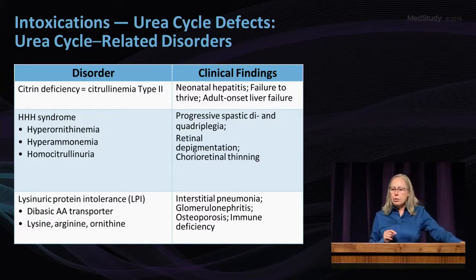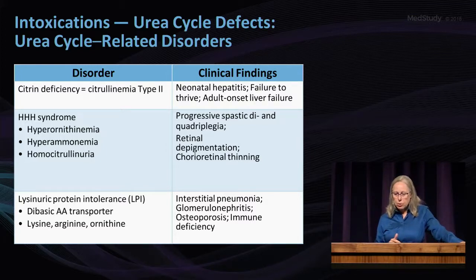Other urea cycle-related disorders: citrin deficiency is citrullinemia type 2. That can give you a neonatal hepatitis. Triple H syndrome gives you hyperornithinemia, hyperammonemia, and hypercitrullinemia. And this also gives you a progressive spastic diplegia and quadriplegia.